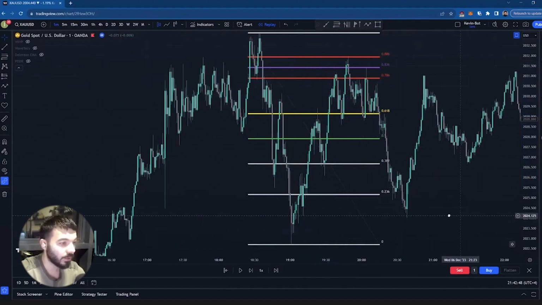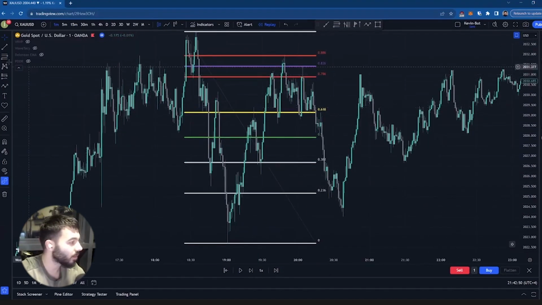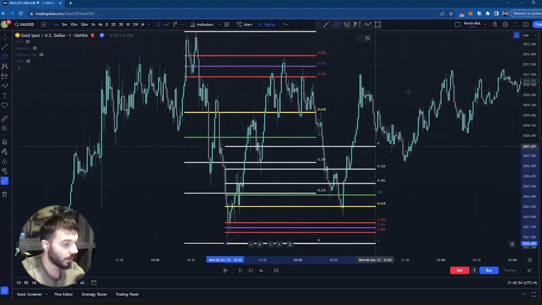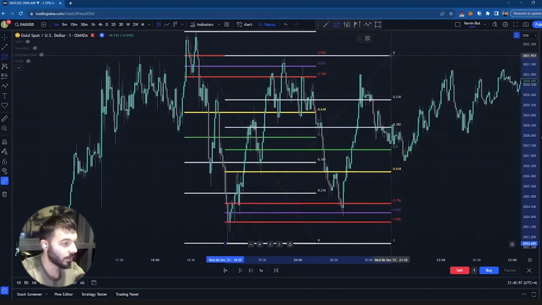So how low would it go? We do the exact same thing as before. We go from the low up to the high where we entered, and it came right into the 836 again. So now we're looking to take profit and we go in for the buy.